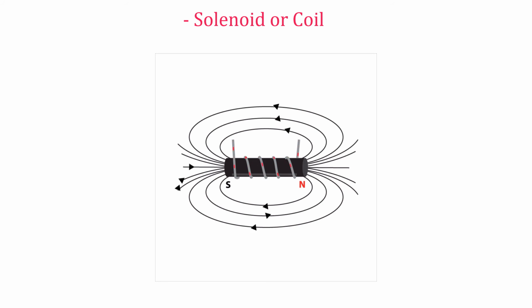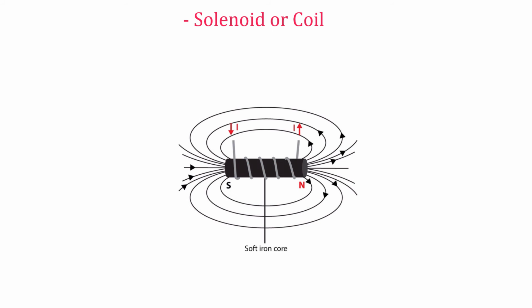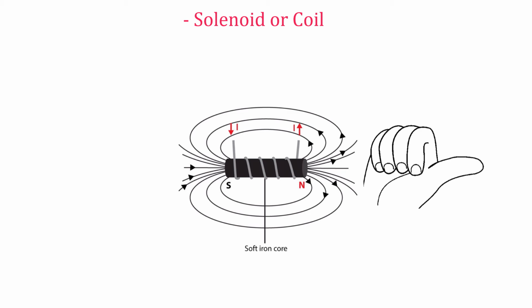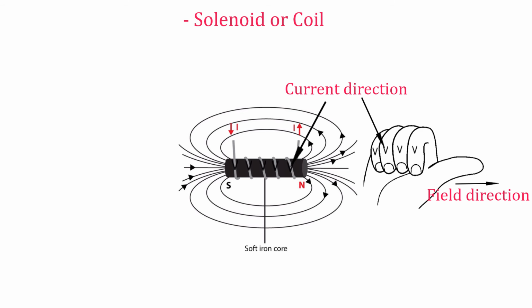You can also use a right-hand grip rule to find the direction of the field. The right-hand grip rule as applied to a solenoid or coil states that you grip the solenoid with your right hand such that your fingers point in the direction of the current. Your thumb will show the direction of the field. Where the thumb points will be the North Pole.